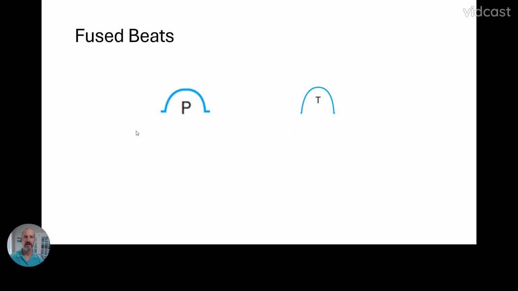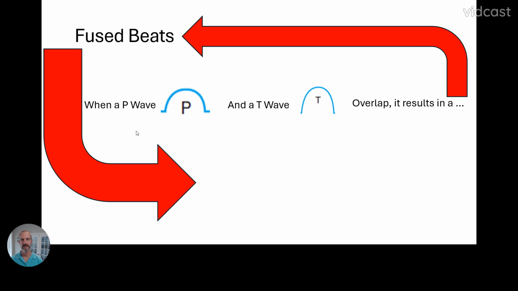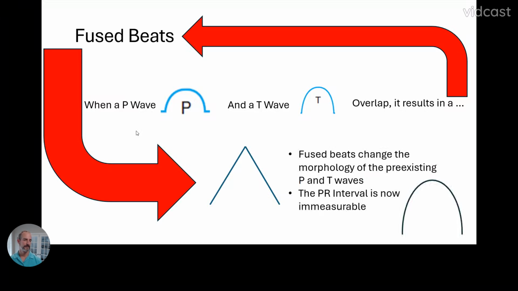So next we want to talk about fused beats. When a P wave and a T wave overlap, it results in fused beats. And what does that mean? The morphology of a P wave and a T wave that come together can look like a triangle. A lot of times it'll be more rounded. Sometimes it'll be round with a notch in it. And so essentially you're changing the morphology, and you can't really measure the PR interval because you don't know where that P wave starts.